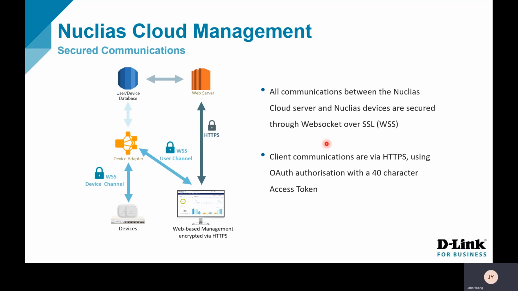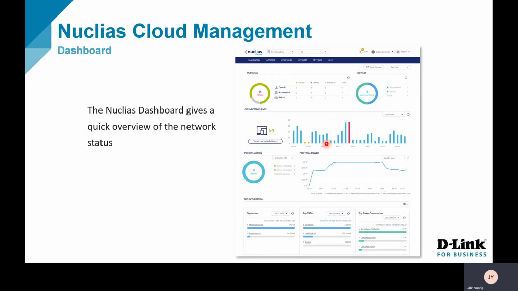We have all authentications on a 40 character access token to prevent hackers from hacking your information over the internet. For Nuclias Cloud, we have a dashboard that allows IT administrators to monitor their network very easily. It will show you the total clients, the total APs or total switches, which are online, how many are offline, the PoE total power, and the top information. The top information includes the top SSID, top clients, and the top port for the switch, and what their bandwidth is.